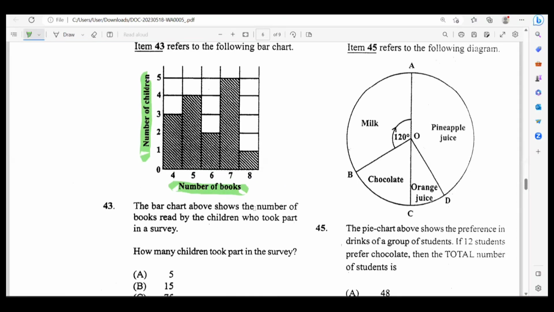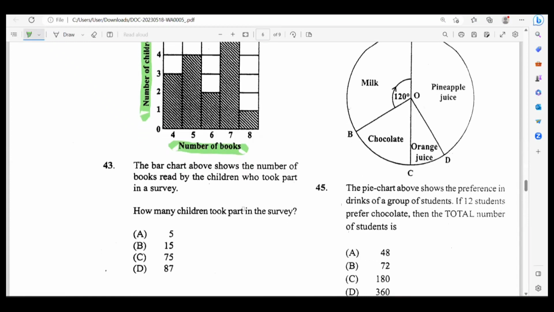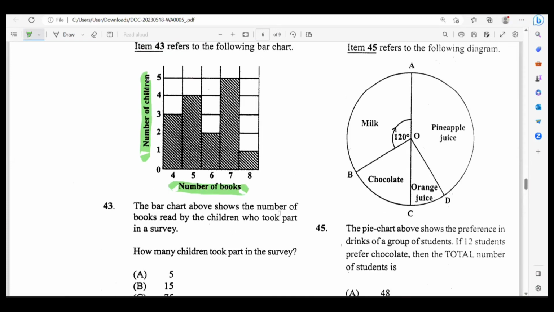Oh, this is a different one because the other one was with the age of students. So this is different. It says the bar chart shows the number of books read by the children who took part in a survey. How many children took part in the survey? Listen to the question: how many children took part? So you want to understand what these mean because it is straightforward. Some students read 4 books, some read 5. How many read 4? Only 3 students read 4. So that is 3 students, right?